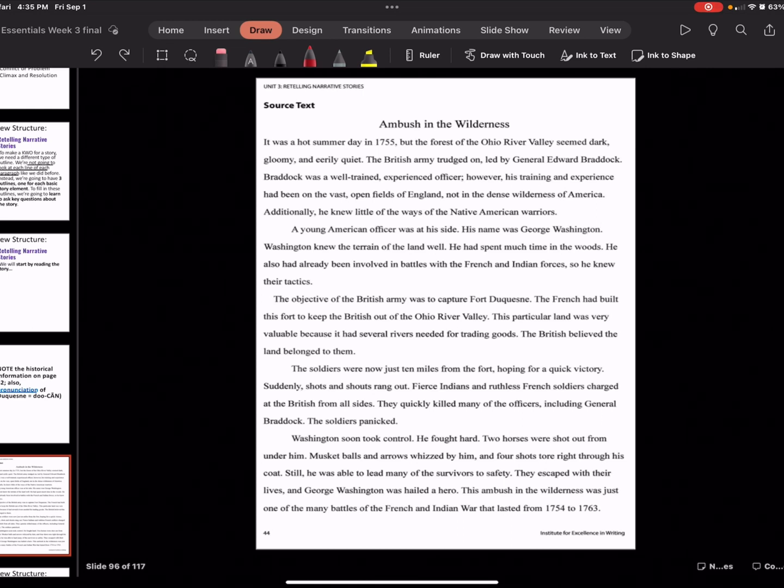Suddenly, shots and shouts rang out. Fierce Indians and ruthless French soldiers charged at the British from all sides. They quickly killed many of the officers, including General Braddock. The soldiers panicked. Washington soon took control. He fought hard. 2 horses were shot out from under him. Musket balls and arrows whizzed by him, and 4 shots tore right through his coat. Still, he was able to lead many of the survivors to safety. They escaped with their lives, and George Washington was hailed a hero. This ambush in the wilderness was just one of the many battles of the French and Indian War that lasted from 1754 to 1763.